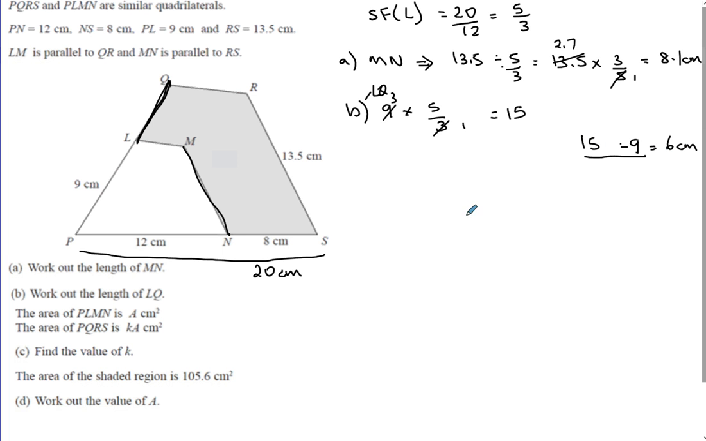All right, yeah. Okay, so no matter how odd the shape is, everything just sort of falls into place. Okay, the area of PLMN is a centimeter squared, whereas the area of the whole thing, PQRS, is KA centimeter squared. Okay, so the area of the whole thing is KA centimeter squared.